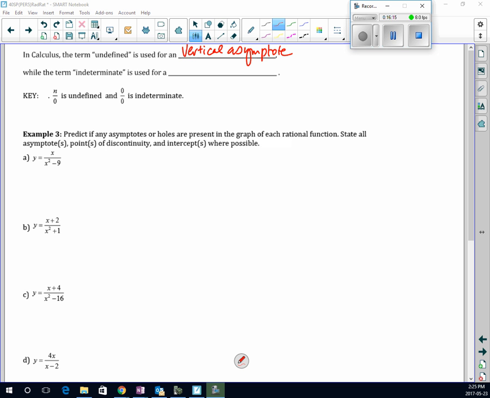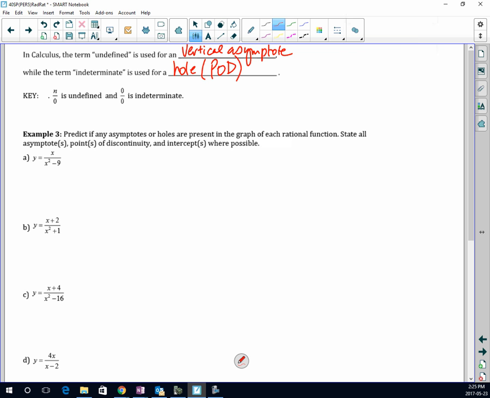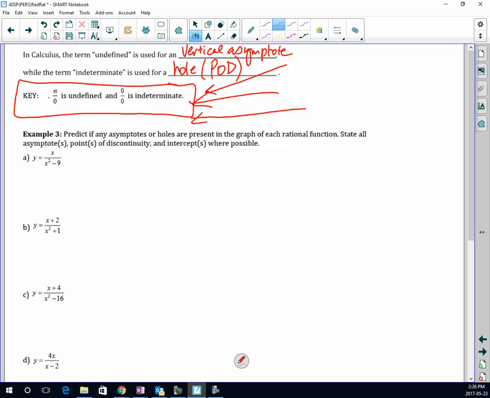While the term indeterminate is used for a hole, I'll put point of discontinuity. So here's the key here, and I don't know how to highlight this enough. You have to know the difference between when you get a hole versus a vertical asymptote. A hole is when you get 0 divided by 0, and a vertical asymptote is when you get a number other than 0 divided by 0. And using the term undefined as a catch-all phrase is incorrect. You cannot say 0 divided by 0 is undefined.